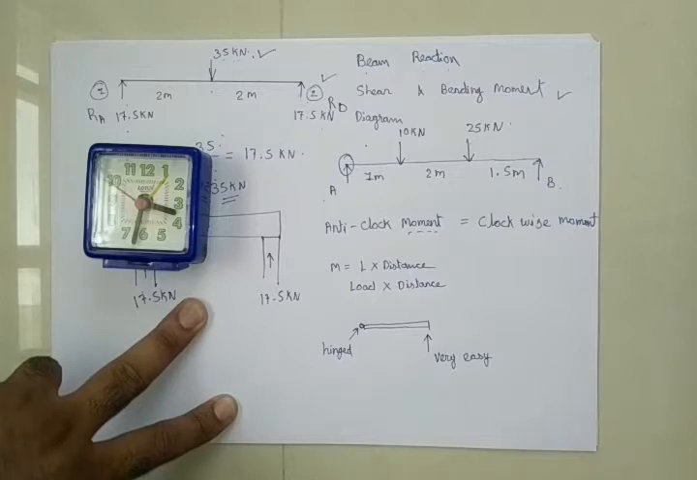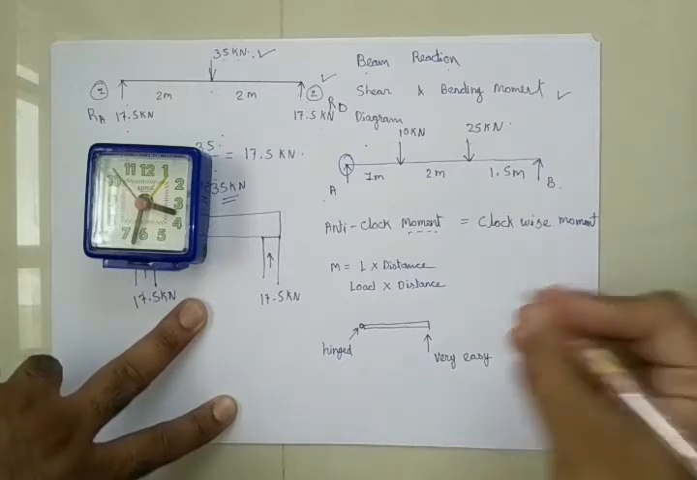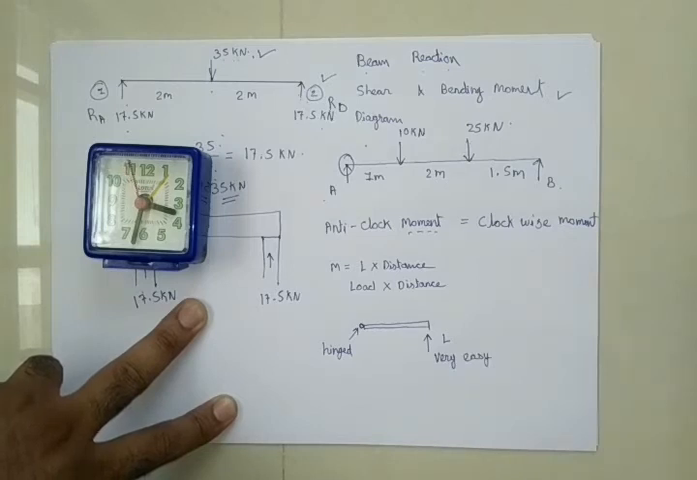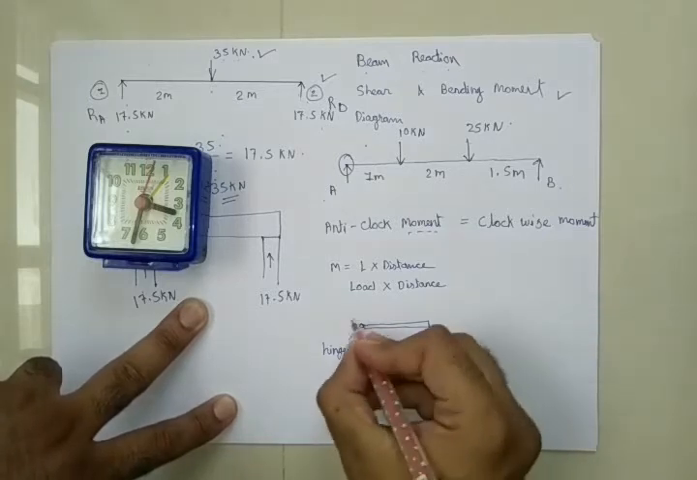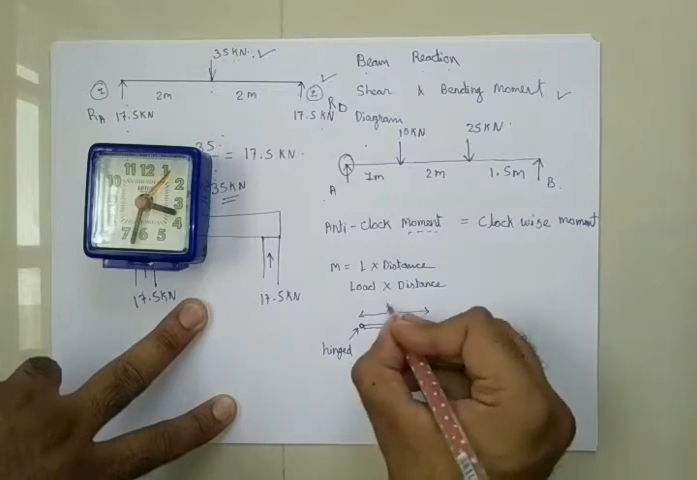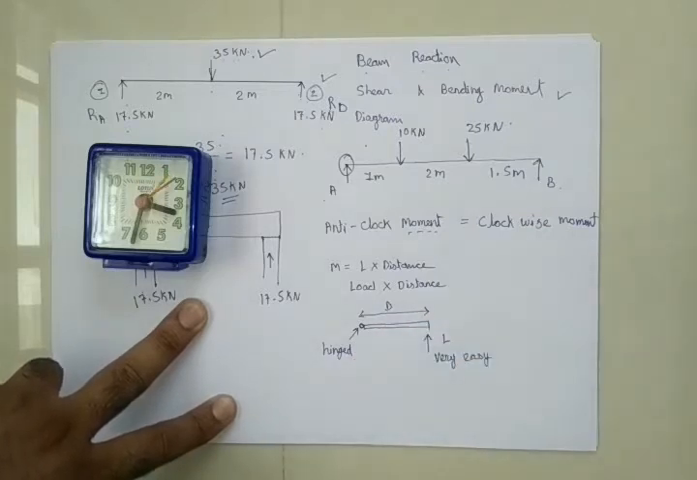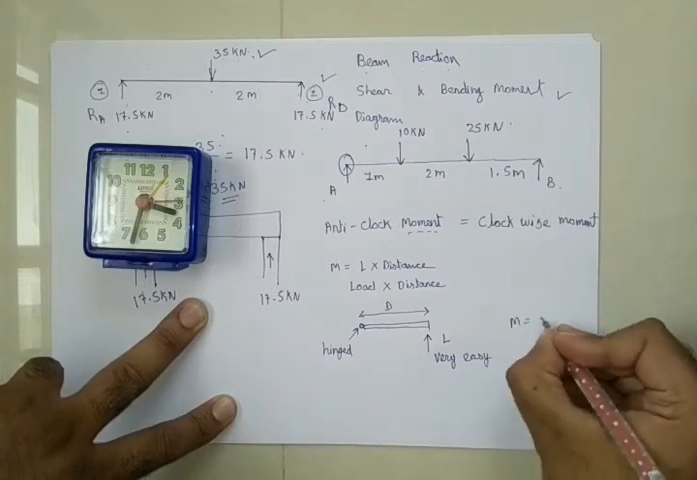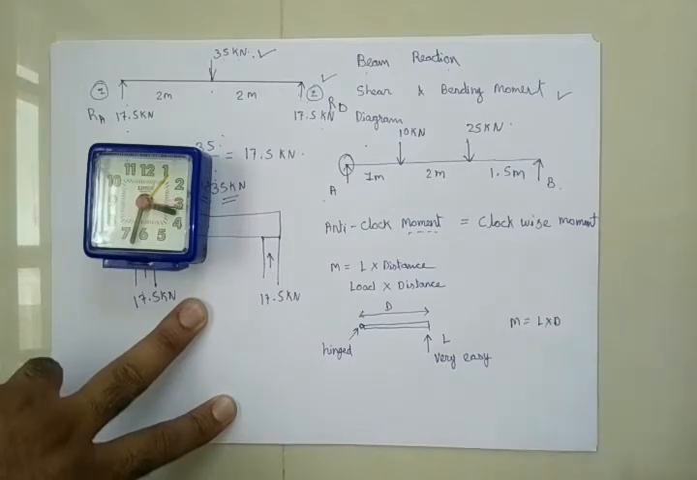Now let us understand what happened. Now this was a load. I can say this is a load applied by me or applied by you on the door. And this is the distance from the axis. So here the moment will be L into D.